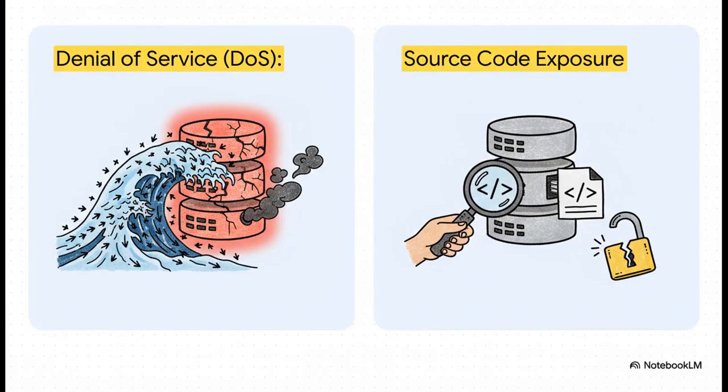Think of it this way. On one side, you've got a denial of service, or DOS attack. This can literally freeze your server solid, taking your app completely offline for all of your users. Then on the other side, you've got source code exposure, which is way sneakier. It could let an attacker trick the server into just handing over your proprietary code. Two very different and very serious threats.